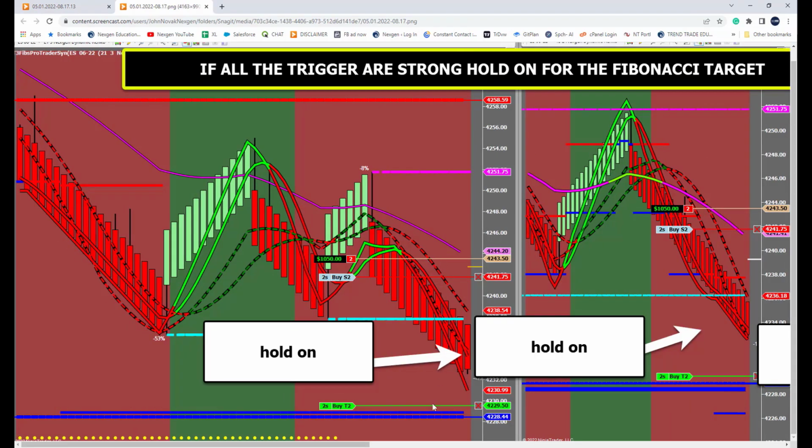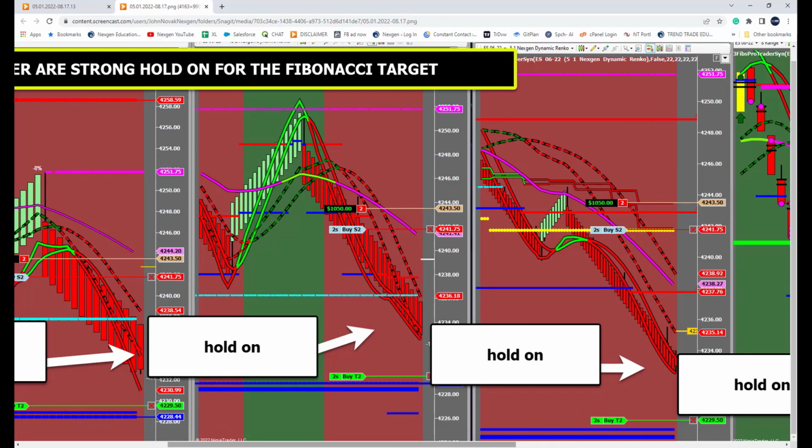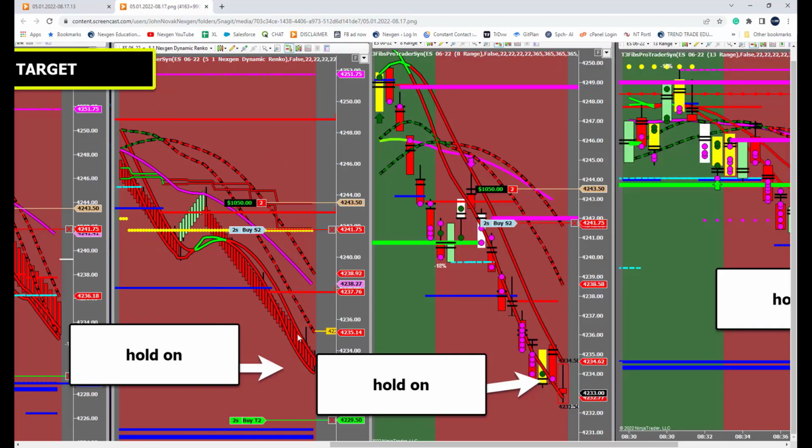Strong triggers say hold on. And guess what? We made it to the fib, I think, and then some. So if the market is going to give you all that money and there's no reason to get out, take that money. You'll make a lot more money than taking 10 ticks and 20 ticks.